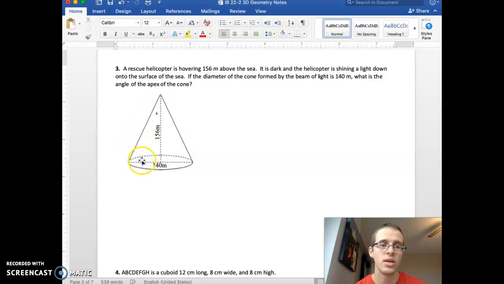So we need to think about what the radius is. That should be pretty easy to calculate. And then using X as our reference angle, we've got an adjacent side 156 and an opposite side 70. And we want to solve for X. So opposite, adjacent, we are using the tangent function and we're looking for the angle, so inverse tangent.